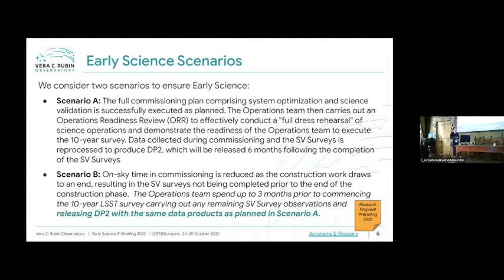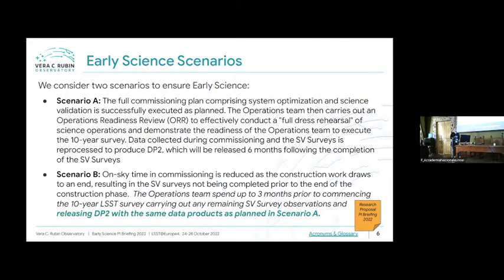But in the case that on-sky time in commissioning is reduced, which is a possibility as the construction work comes to an end, there is a possibility that maybe the science validation surveys would not be completed prior to the end of the construction phase. If this is the case, the operations team, as its first activity when we enter operations, will spend up to a maximum of 3 months prior to commencing the 10-year survey to carry out the remaining program of science validation surveys. We would then follow on exactly as in scenario A. We would complete those surveys. We would do an operations rehearsal.